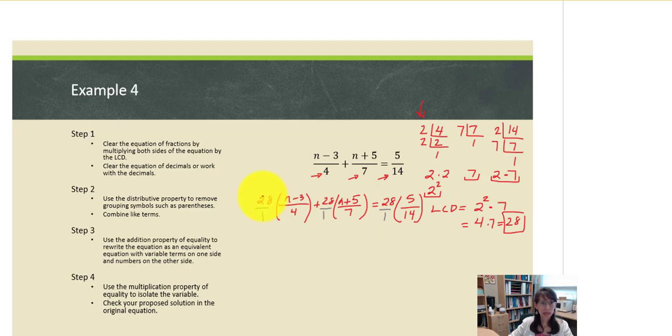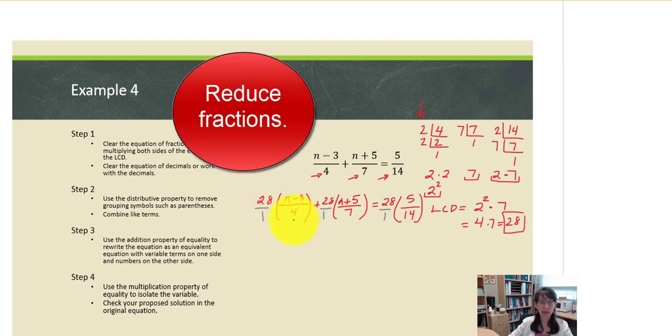So 28 can reduce with 4 in that first fraction. 28 fourths is exactly 7. Our next fraction, 28 reduces with 7, gives us exactly 4. And 28 reduces with 14 and gives us 2. So we don't have fractions anymore. That's why it's so nice to figure out the lowest common denominator and then multiply all the terms, because then the fractions will be eliminated.